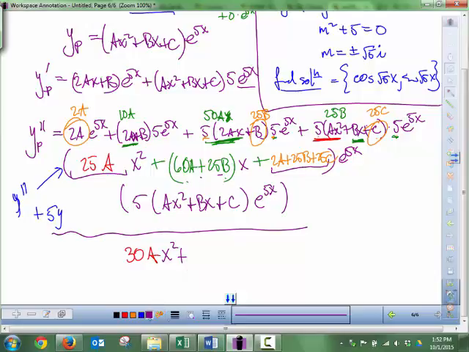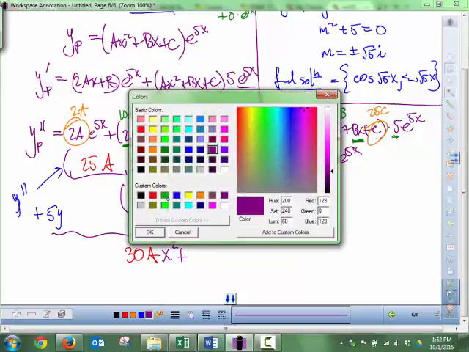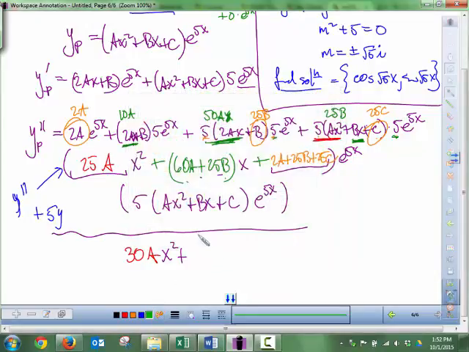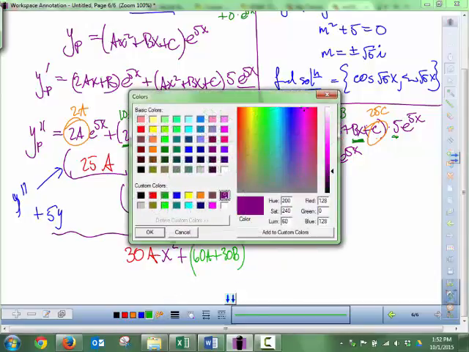So what color was that? That was green. I have to go find green again. Green. So 60a plus 30b, right? Oh, now I get my purple back. Oh, this is so confusing.